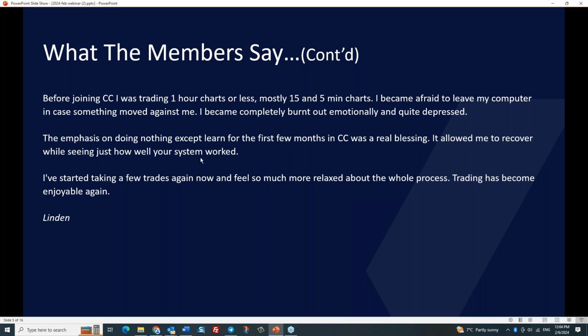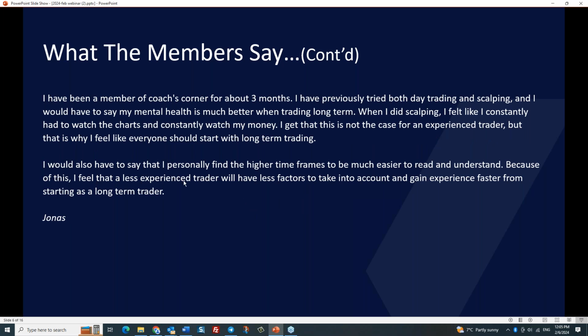The emphasis on doing nothing except learn for the first few months in the CC, that's really important, was a real blessing. It allowed me to recover while seeing just how well your system worked. I started taking a few trades again now and feel so much more relaxed about the whole process. Trading has become enjoyable again. It's the way it's supposed to be. And I think this might be the last one.